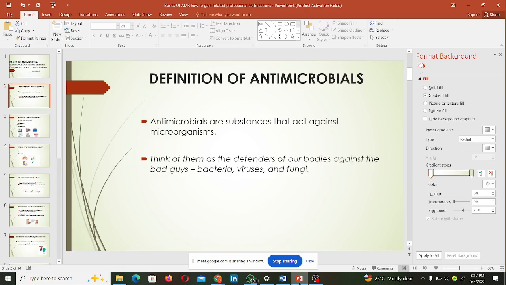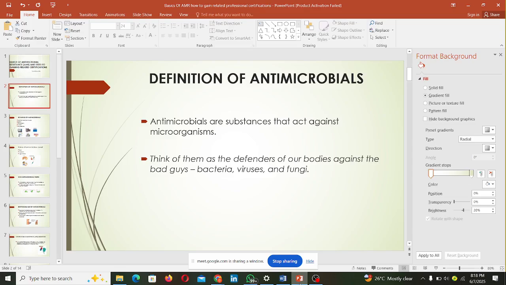Don't allow that to be too bogus for you. Bacteria, viruses, fungi, we can regard them as organisms that cause us to be ill, or cause us to have infections. Those are what microorganisms are. So antimicrobials are substances that act against these microorganisms. Against these bacteria, these viruses, these fungi, we have the medicine to tackle them, called antimicrobials. So that's how we break down the term, and that's the definition of antimicrobials.